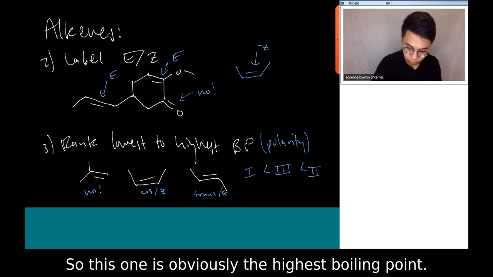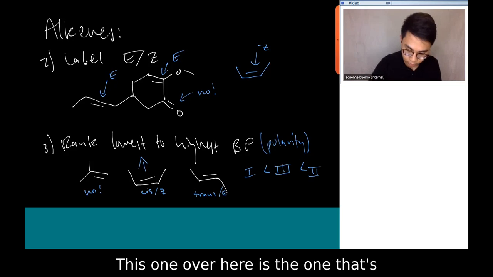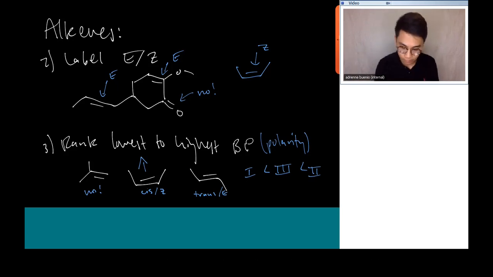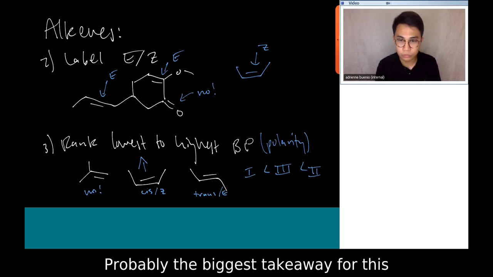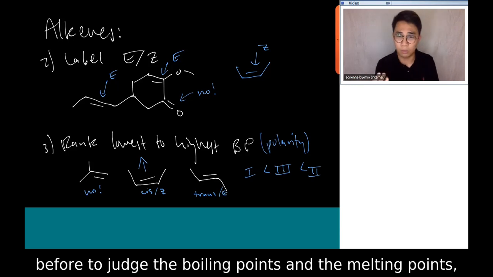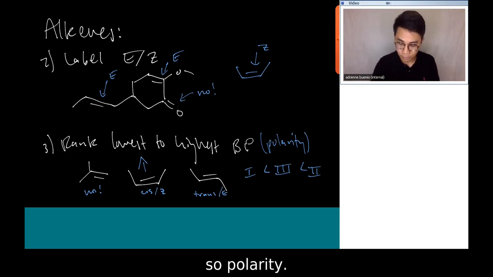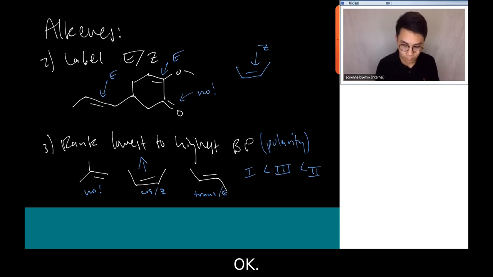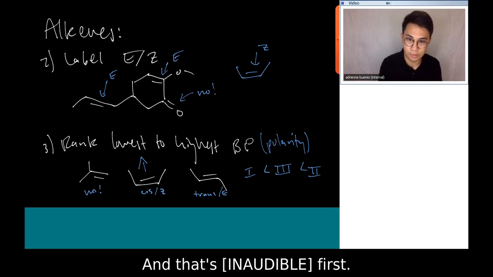So this one is obviously the highest boiling point. This one over here is the one that's kind of getting canceled out, right? So things like that, nothing too crazy. Probably the biggest takeaway for this is polarity, because we never used polarity before to judge boiling points and melting points. So the higher the polarity, the higher everything else is, right?